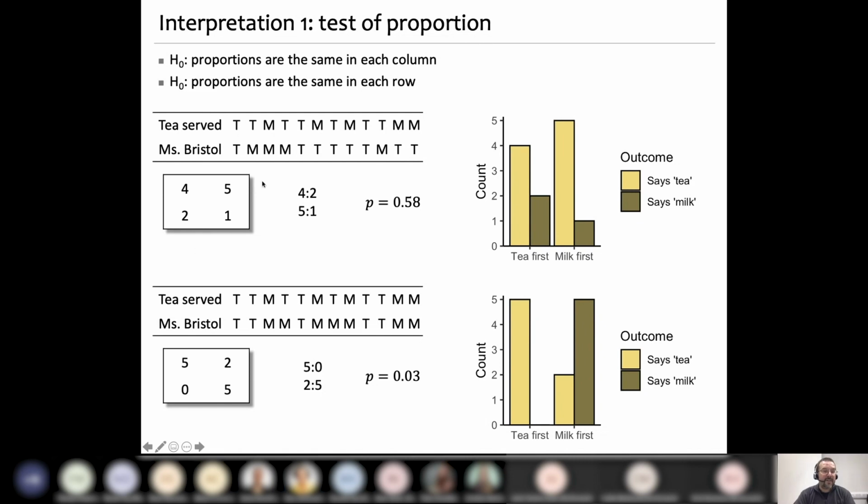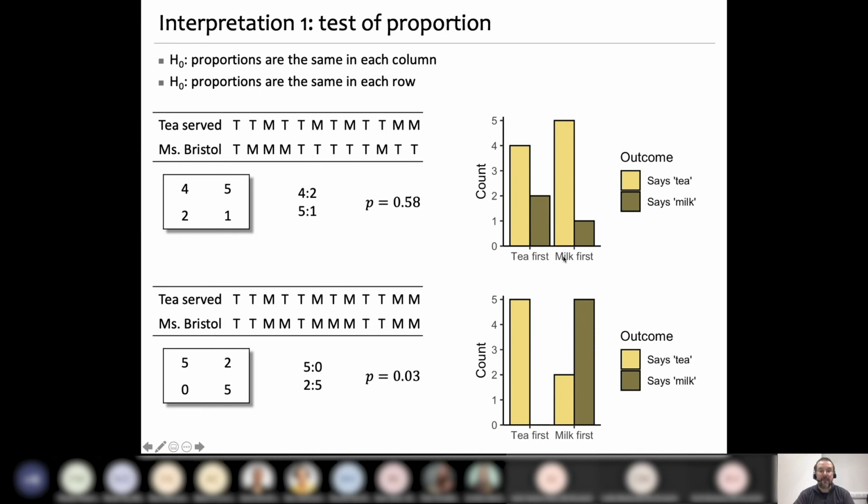And you can now put these things in a contingency table and you can find proportions in each of the columns, which means the proportion of counts in the first column is 4:2. It's here. And the proportion in the second column is 5:1. And these two proportions are, well, they are different, but because counts are small, they are not statistically significantly different. And they are visualized here in this plot.